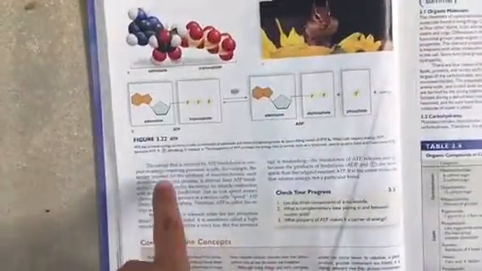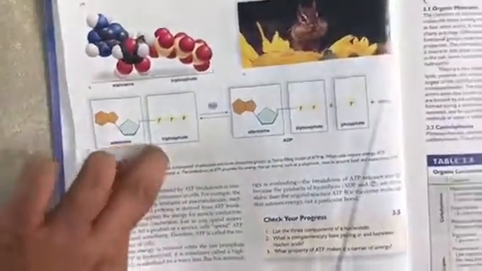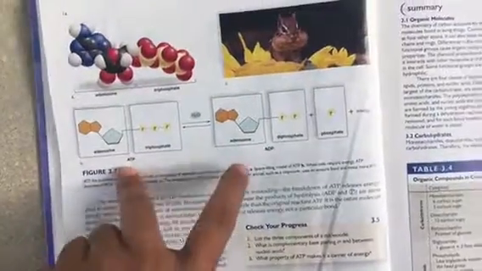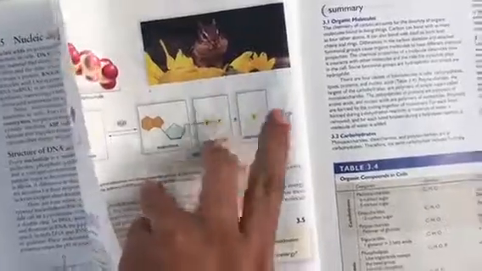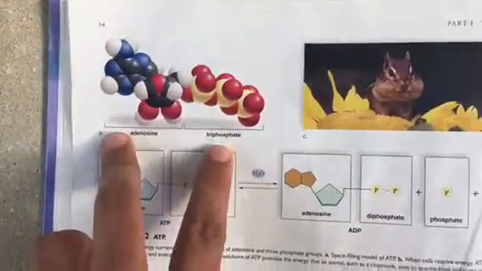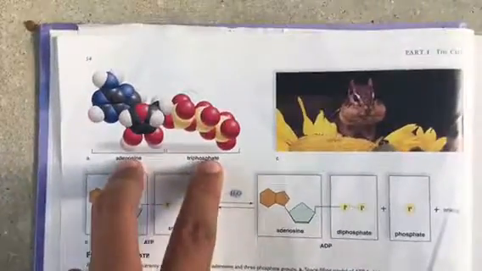In my part, I learned about adenosine and triphosphate, which is also ATP. And ADP is the adenosine with the diphosphate and the phosphate plus energy. And right here, you can see the two together, the adenosine and the triphosphate put together.